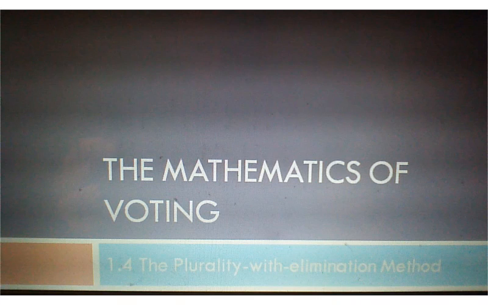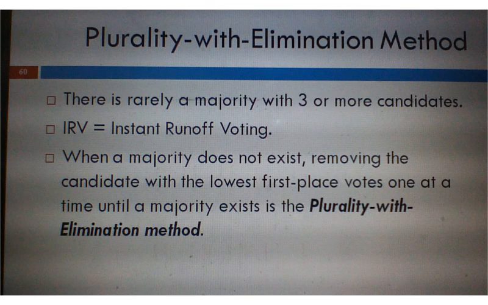This section is on plurality with elimination. With this method, we're really looking for a majority candidate, and that's usually pretty hard to find when we have 3 or more candidates. Sometimes it happens, but a lot of the times it doesn't. And remember, a majority, we need more than half of the votes.